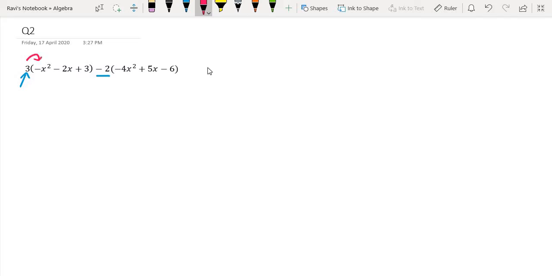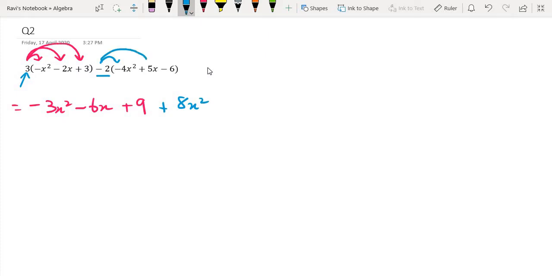So 3 times minus x squared will be minus 3x squared. 3 times minus 2x is minus 6x, and 3 times plus 3 is plus 9. Okay, for the second bracket, negative times negative is plus. So 2 times 4 is 8x squared. Negative times positive is negative. 2 times 5 is 10x. And negative times negative is positive. 2 times 6 is 12. All right, so that is what you have after you first expand both the first bracket and the second bracket.